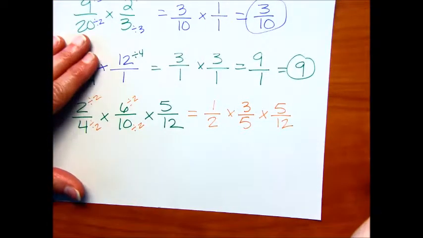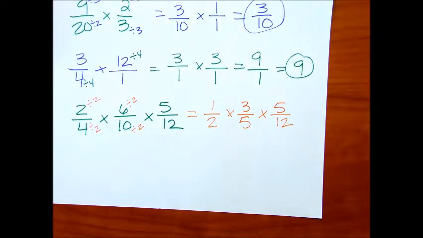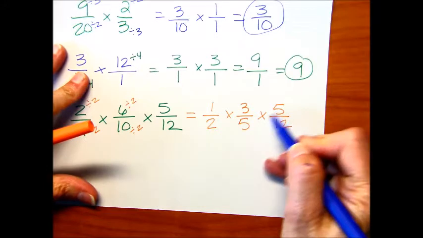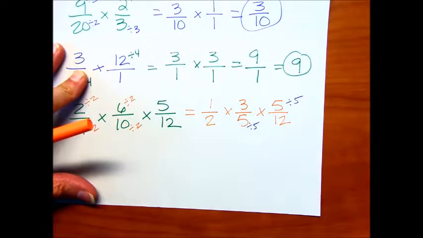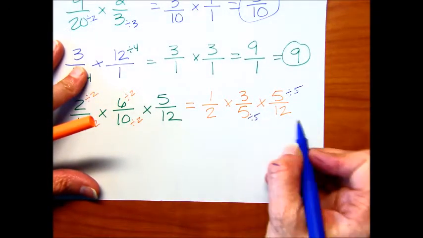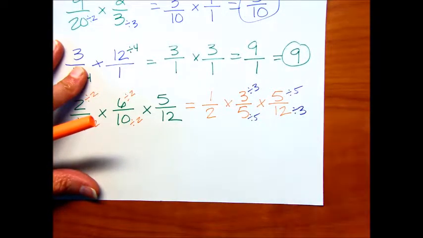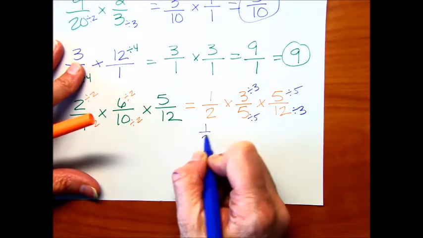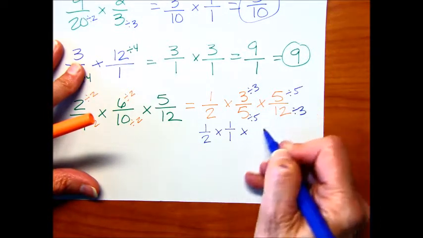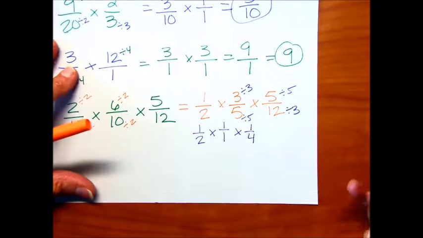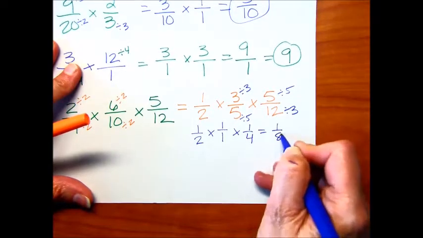It looks like we can do some more simplifying. I can reduce those 5s. So 5 divided by 5 and 5 divided by 5. And also 3 and 12. So 3 divided by 3 and 12 divided by 3. So let's rewrite that. We've got 1/2 times 1 over 1 times 1 over 4. Now it doesn't look like I can reduce anymore, so I multiply across and I get 1/8.